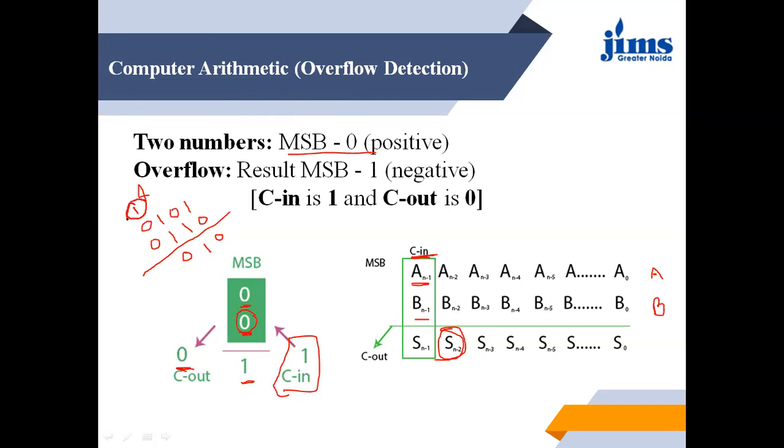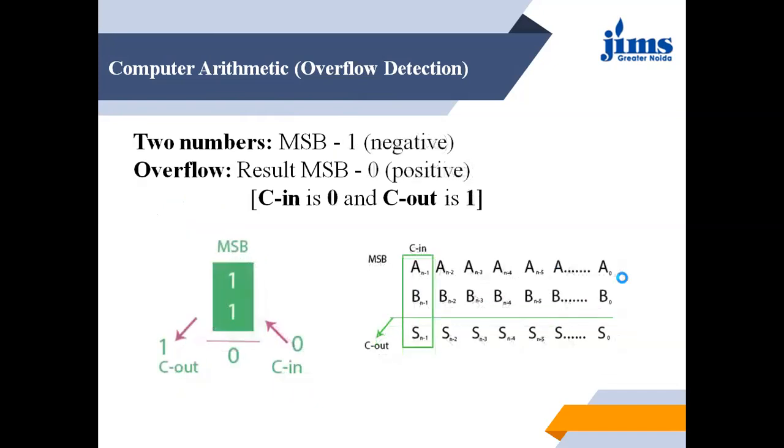And after adding these numbers, I am getting 1. Means now the result has changed from 0 to 1, and the C in, carry in, is also 1. I am not getting any C out, means this is 0. Here there is no carry. So in that case, this is the case of overflow.